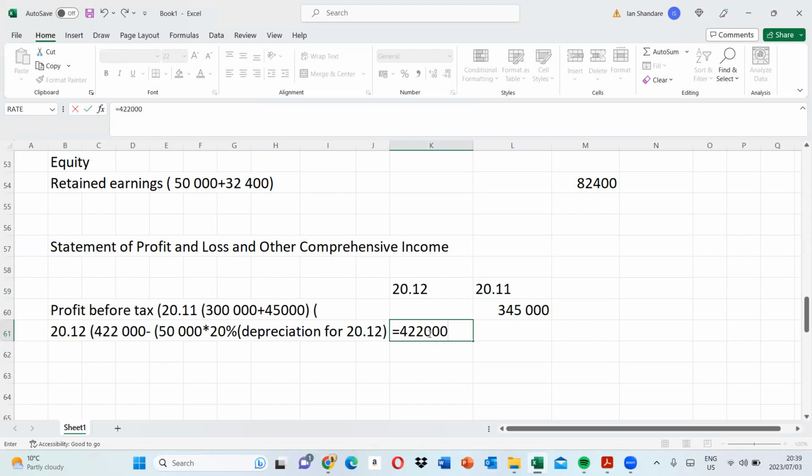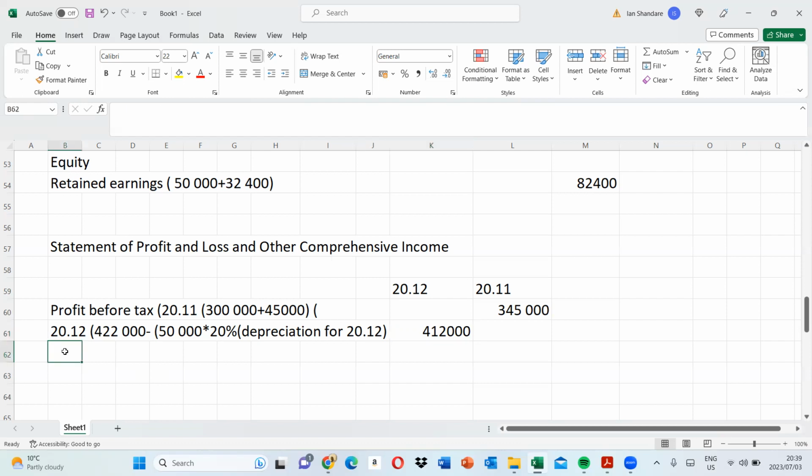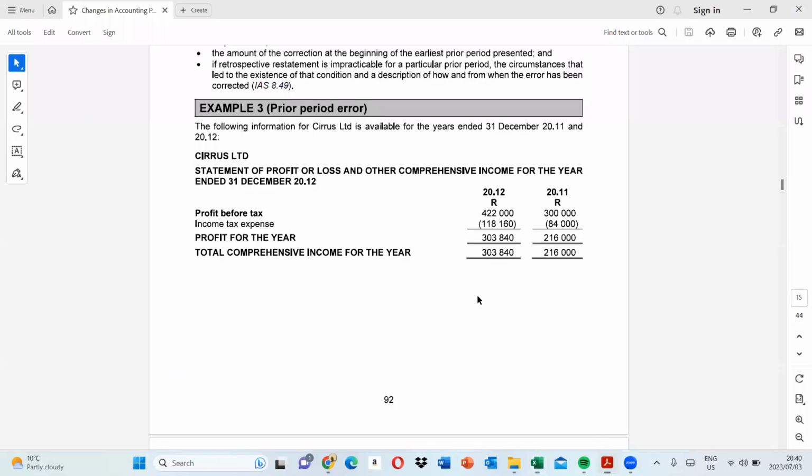But this is not a prior period error. Why? Because the error was identified in the current year, so we're just correcting the financials. That is how you go about it. Then it gives you this profit for 2012. Any questions so far? Questions, guys? Right, if there are no questions, I'm glad that we're on the same page.